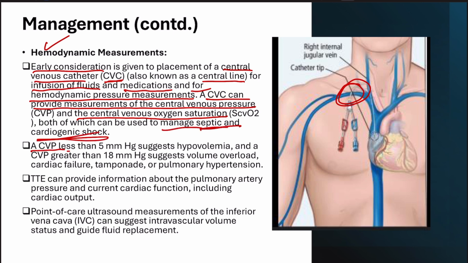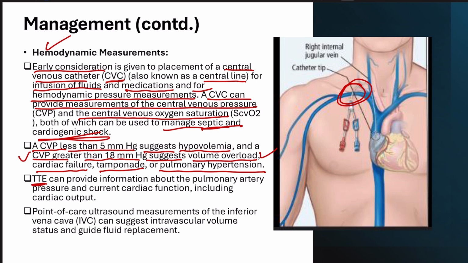A CVP less than 5 mmHg suggests hypovolemia, that is hypovolemic shock, and a CVP greater than 18 mmHg suggests volume overload. Suppose we are treating hypovolemic shock with intravenous fluids and it leads to volume overload; it can be easily noticed with the help of the central venous pressure when it is more than 18 mmHg. It suggests either volume overload, or cardiac failure, cardiac tamponade, that is pericardial tamponade, or pulmonary hypertension. Then we can do a transthoracic echocardiogram, which will provide information about the pulmonary artery pressure and current cardiac function, including the cardiac output.